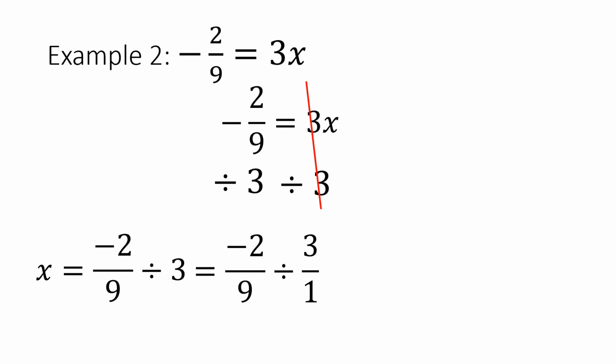So I'm going to rewrite it again. It's going to be negative 2 over 9. That fraction stays the same. And then I'm going to do the reciprocal of that second fraction. I'm going to flip it. It's going to become 1 over 3. And then instead of division, I'm going to have multiplication.